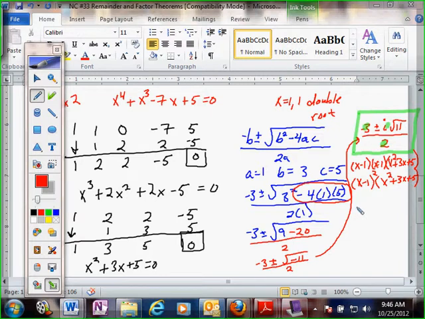Remember to use synthetic division or f of c to find the remainder. If the remainder is 0, then that thing you divided by, or c, is a solution. And you can find the remaining solutions by either continuing with synthetic division or factoring or using the quadratic formula.